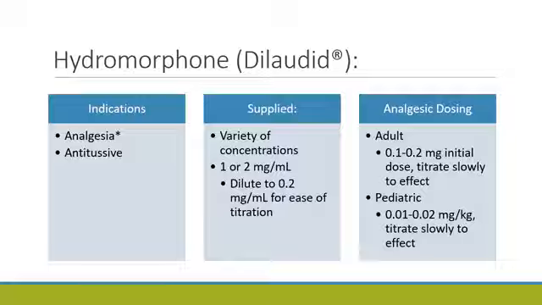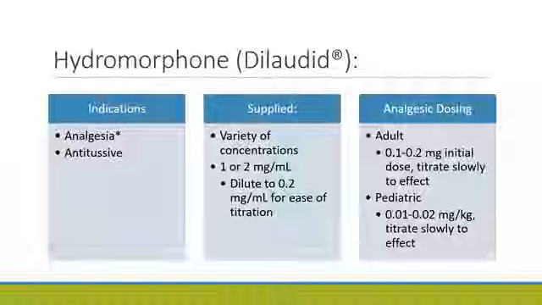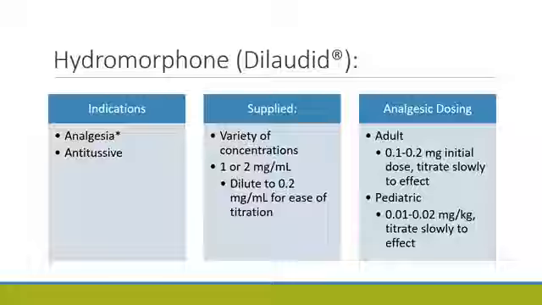You can see the adult dose is usually 0.1 to 0.2 as our initial bolus, and then we're going to slowly titrate to effect. So we'll give our initial 0.1 to 0.2, and we'll see how the patient's doing. If they are still breathing very rapidly, we're going to give another 0.1 or 0.2 bolus, wait a few minutes, and see how they're doing. If they need more, give them more. So we can really effectively titrate to the endpoint that we want.